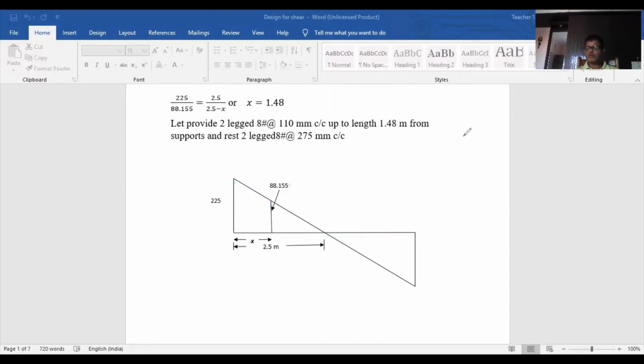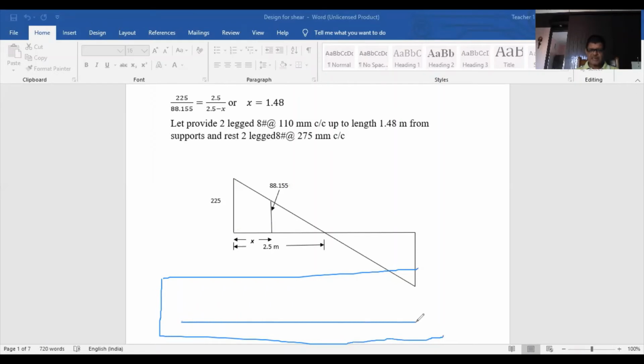As we have also seen in the last class, you have to provide this detailing. Detailing means you can provide this cross section like this, and from here to here, we have got the distance of x equal to 1.48. So this total from the center is 2.5, up to this 1.5. So from this to this is 1.45, 1.48. This distance you provide the spacing.